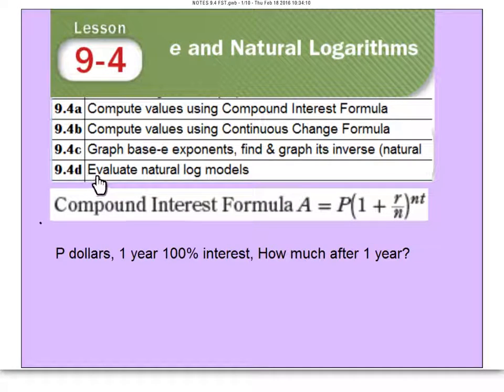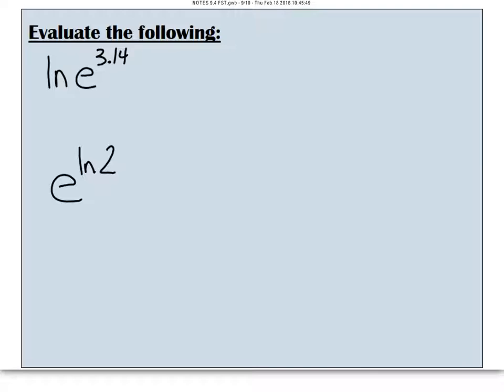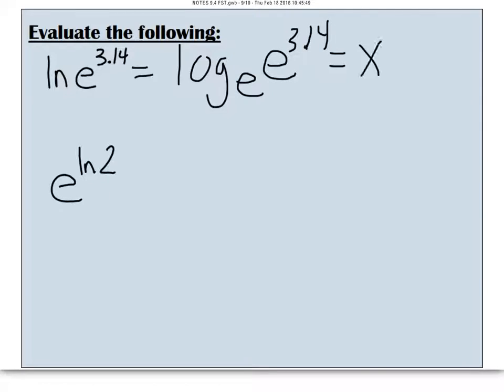Learning Objective D, we're going to evaluate some natural log models. What if they wanted us to evaluate the natural log of e to the 3.14 power? So one of the things we might do is this. Let's first rewrite this so I can actually see the base. This just means log base e of e to the 3.14, and the question is, what does it equal?